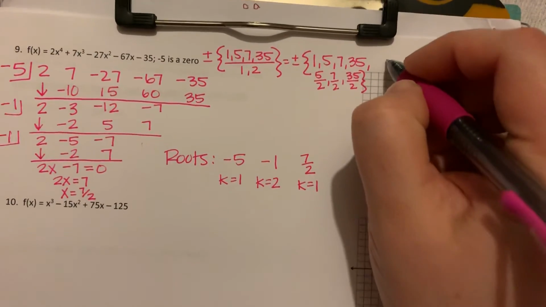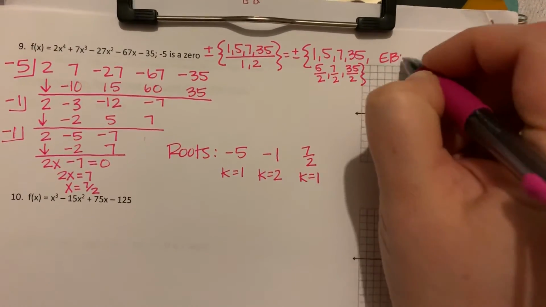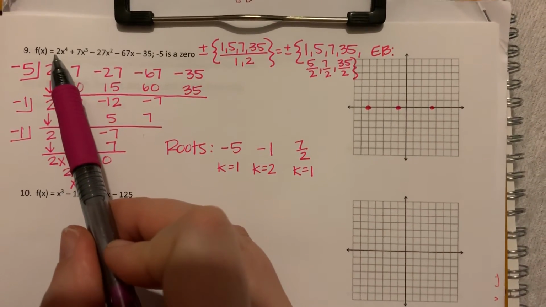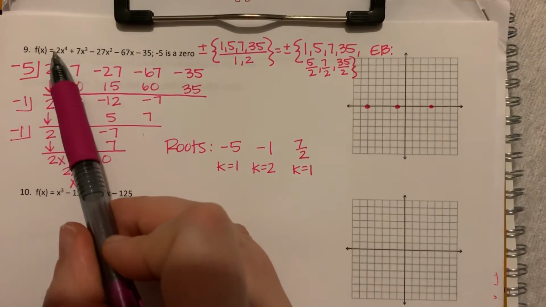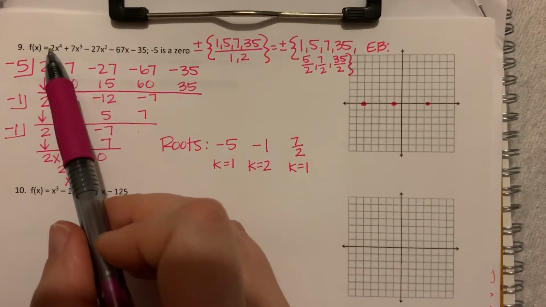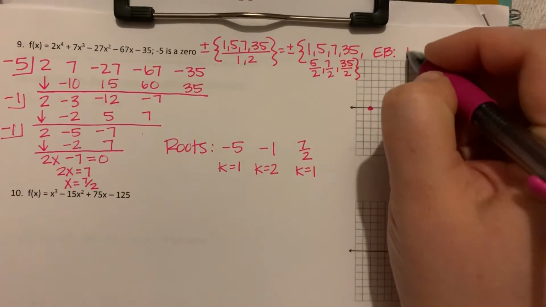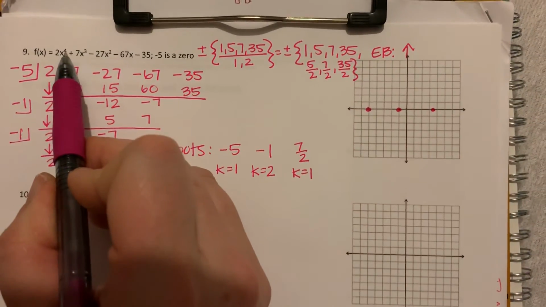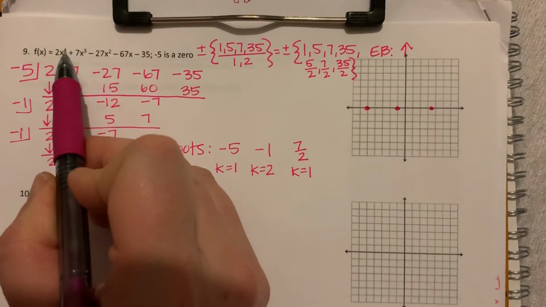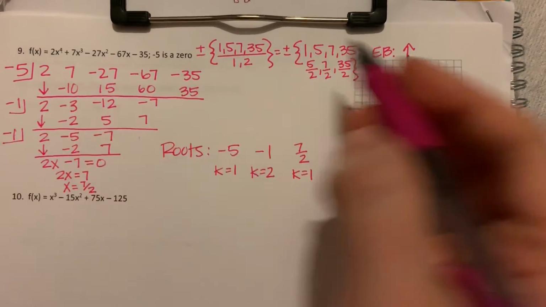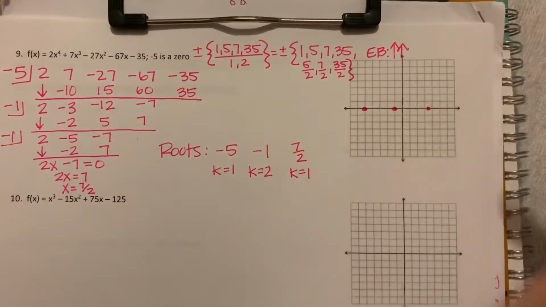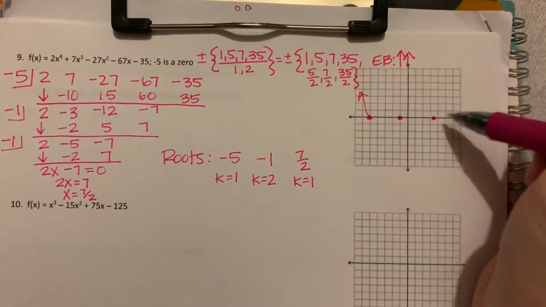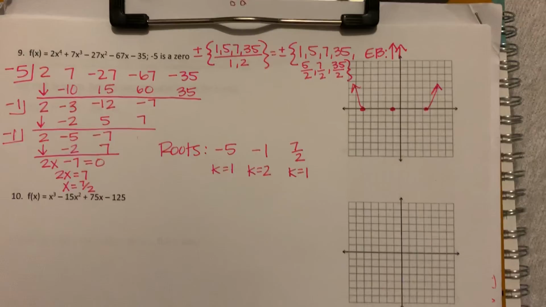The other thing that I need to know about this is my end behavior. For end behavior, look at the sign of your leading coefficient. This is a +2. Because it's positive, that means the right side is going to be going up. Look at your degree. My degree is even. That means that the left side is doing the same thing that the right side did. So both of these, on the left side and the right side, are going up.